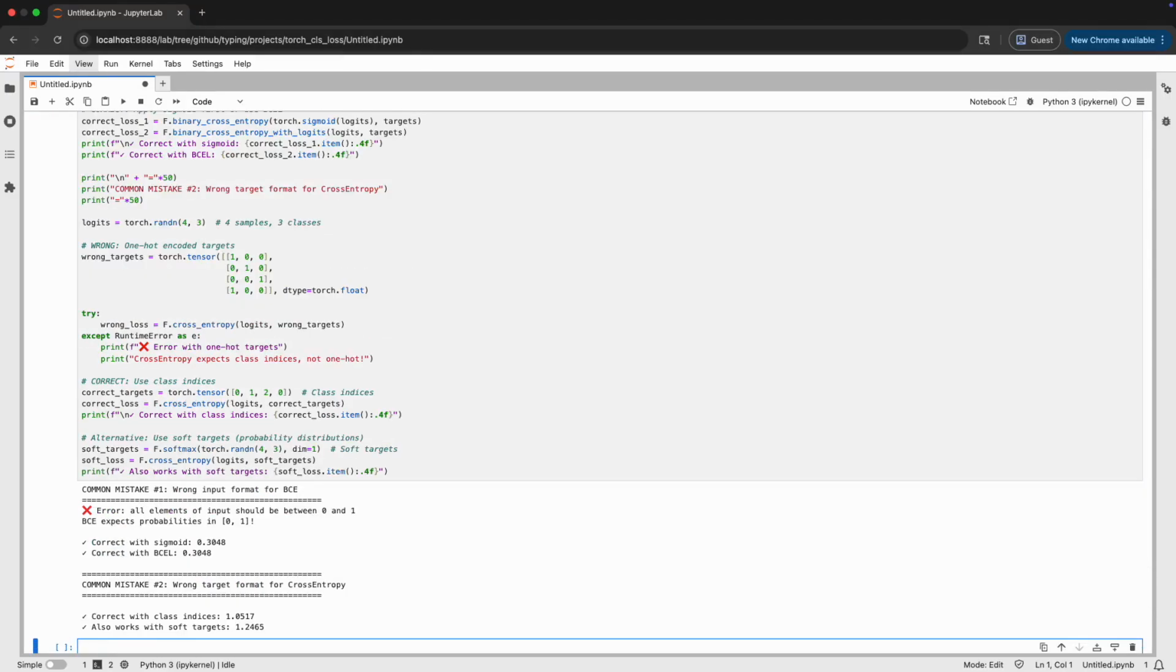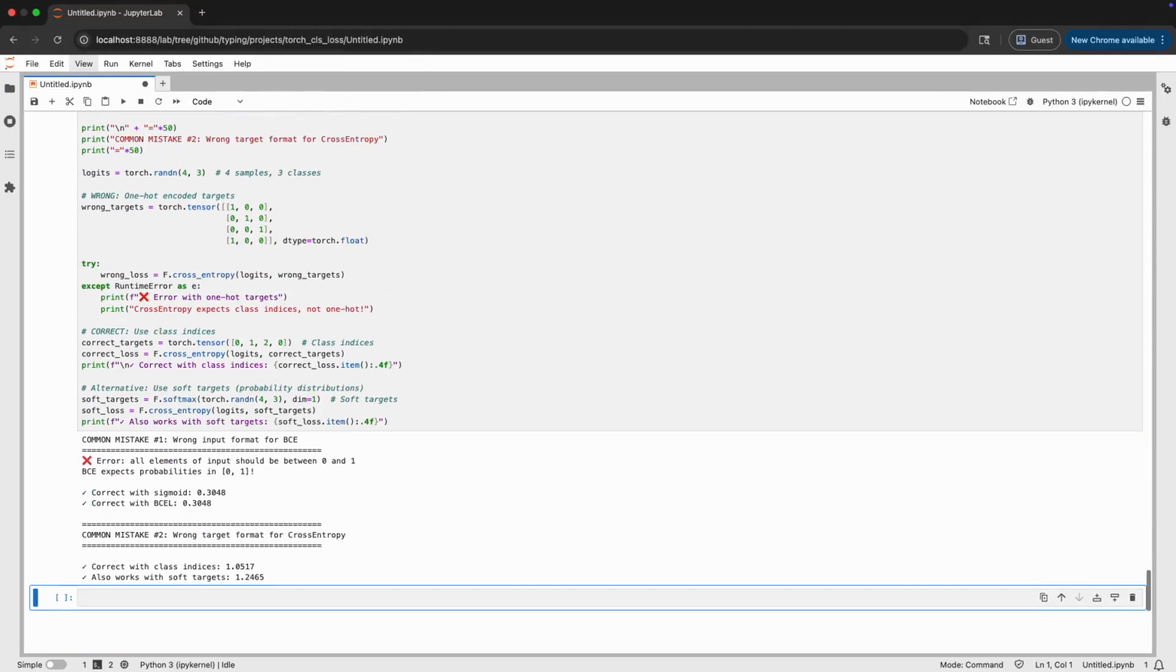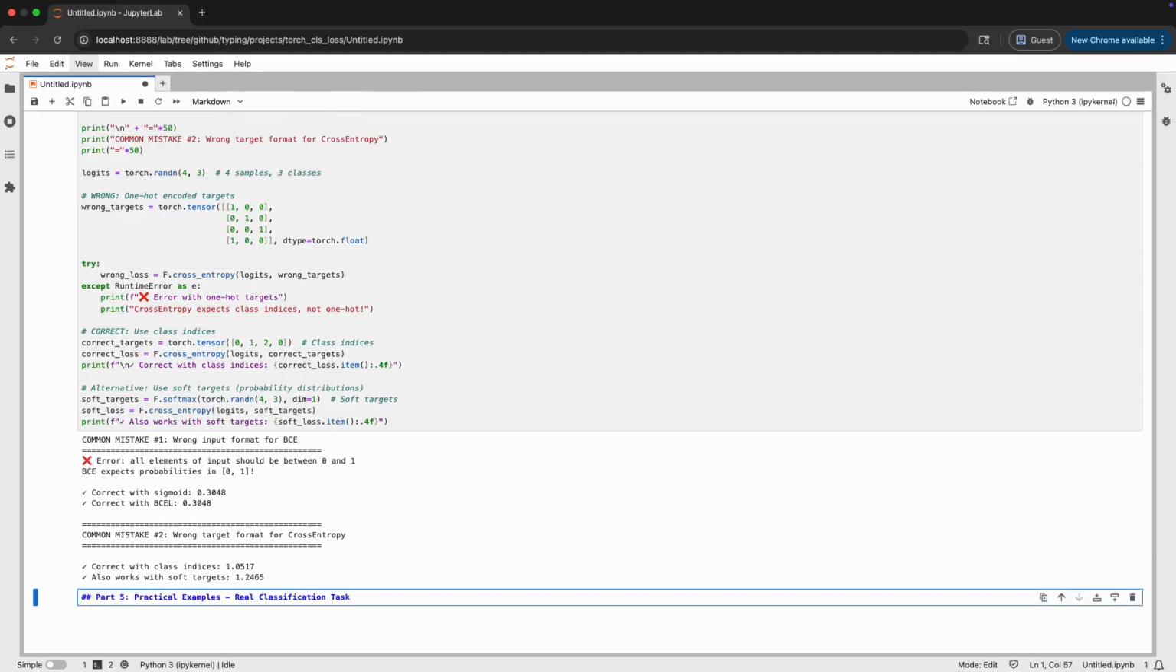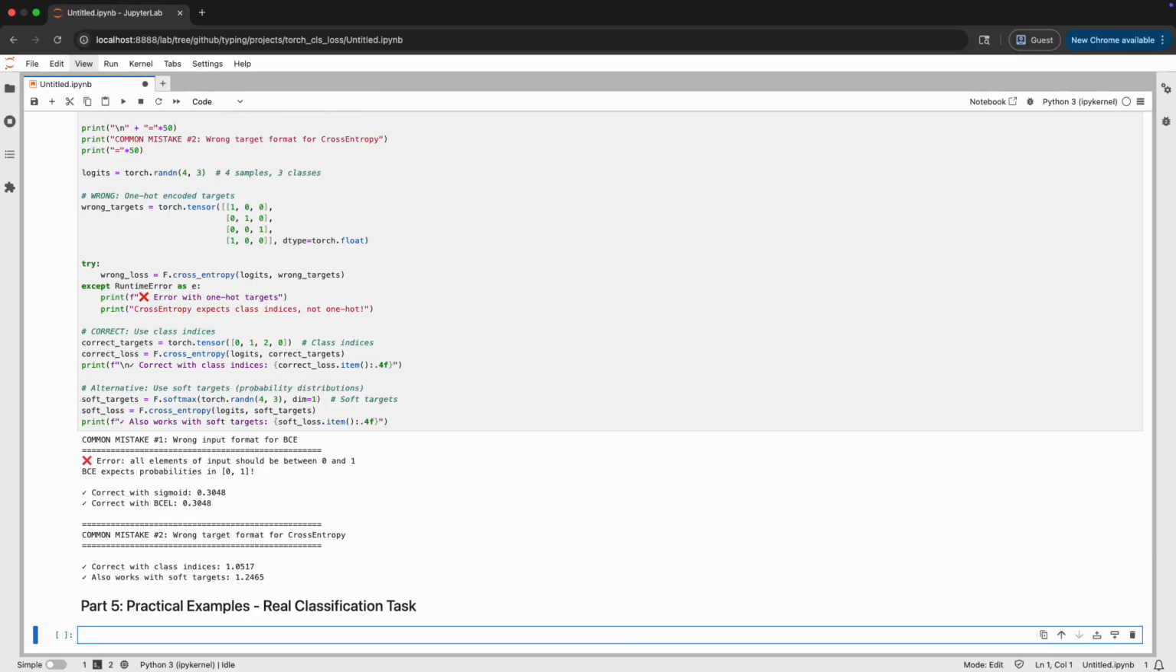Perfect demonstration of common pitfalls. The first mistake shows that BCE will error when given logits outside the 0 to 1 range. The correct approaches both give a loss of 0.3048. The second mistake would error with one-hot targets, but works correctly with class indices, giving a loss of 1.0517. Interestingly, CrossEntropy also accepts soft targets for advanced use cases like distillation, giving a loss of 1.2465. Let's move to part 5 and see these loss functions in action with a practical classification task.